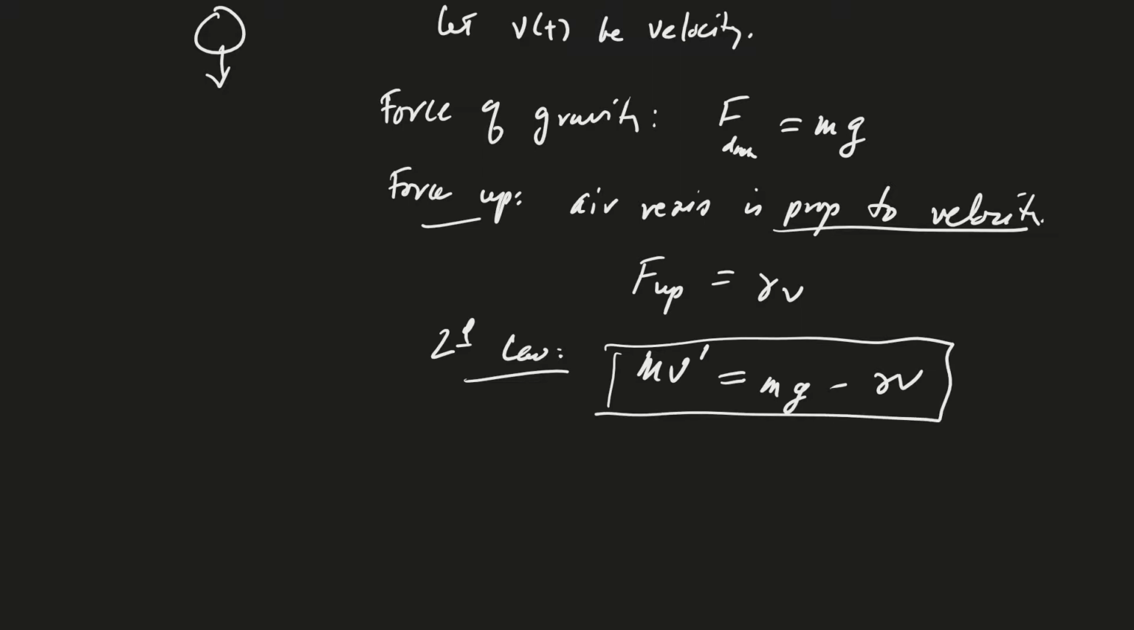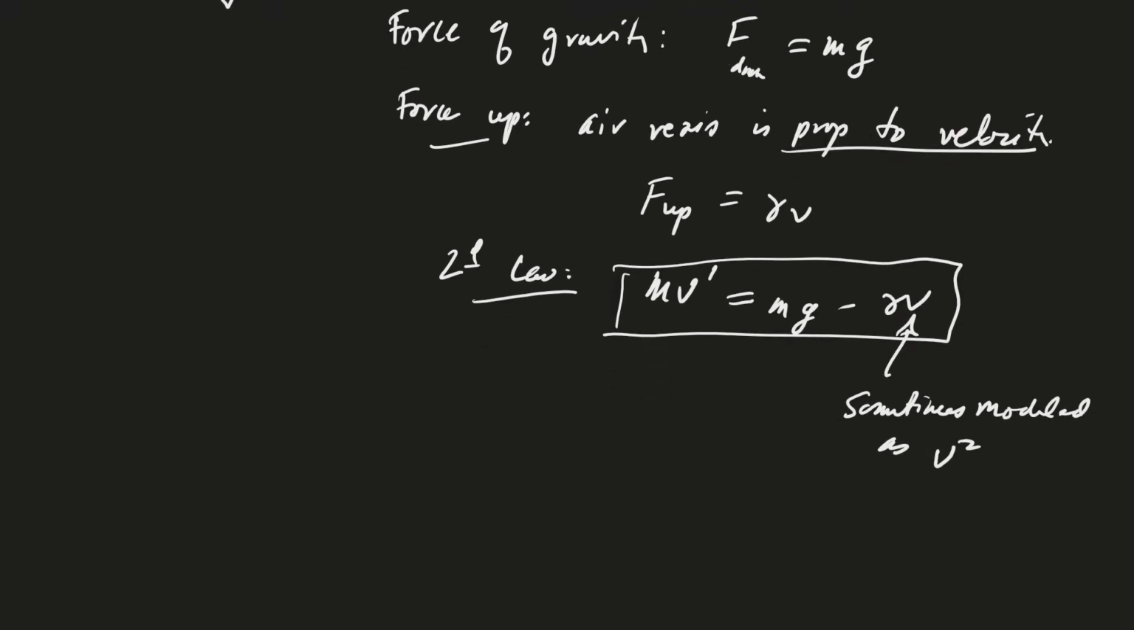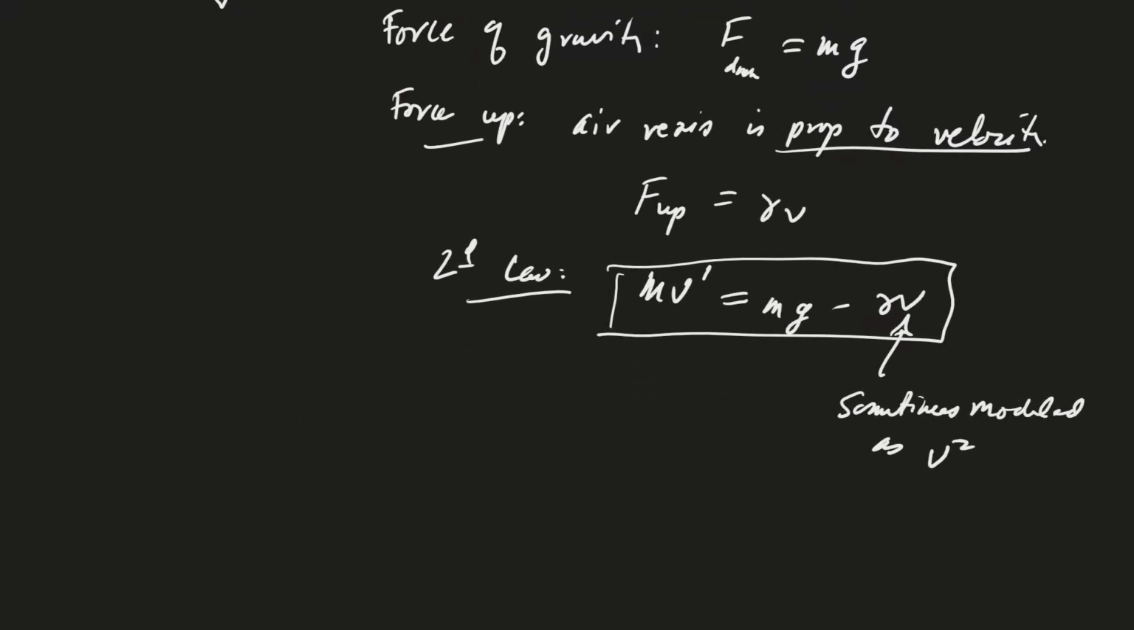Notice that that's a very simple model. We'll usually divide through by m. Also, I should say that sometimes our book uses velocity squared. This is sometimes modeled as v squared, but that would have to be given to you, whether we want to use the linear model or the quadratic model.